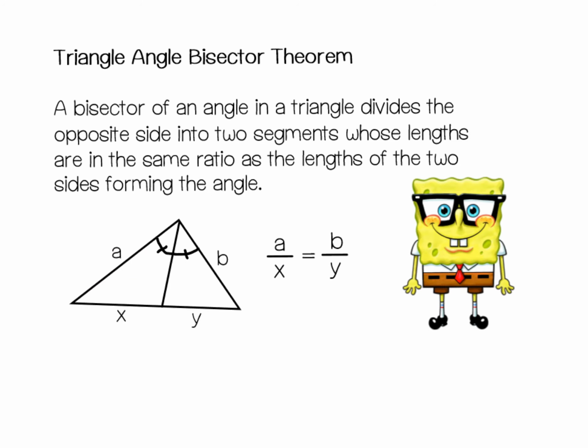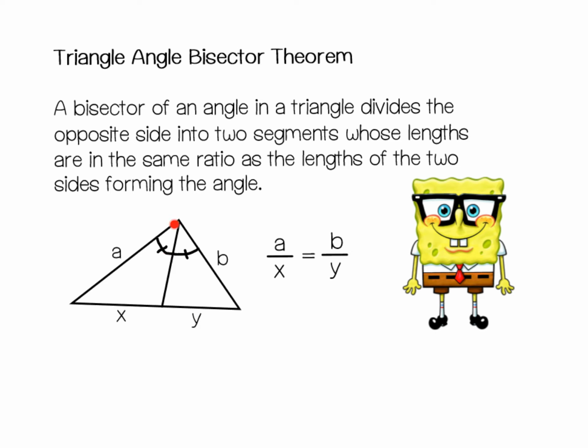It says a bisector of an angle in a triangle divides the opposite side into two segments whose lengths are in the same ratio as the lengths of the two sides forming the angle. So here's what it really means. So here's my angle that is bisected. Okay, so it's an angle bisector here, and it cuts this third side into two parts.